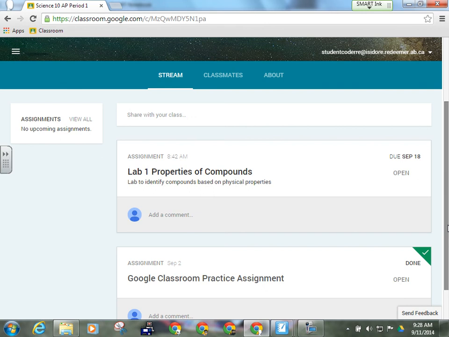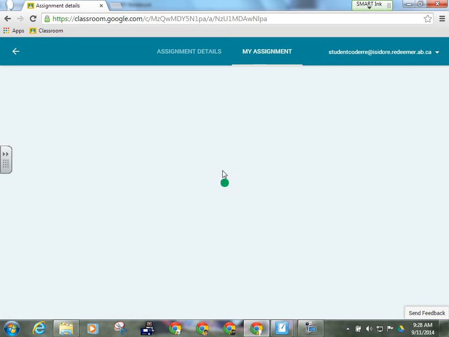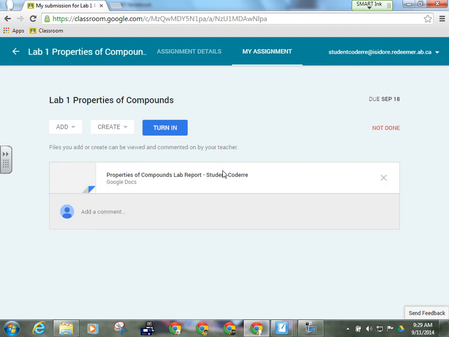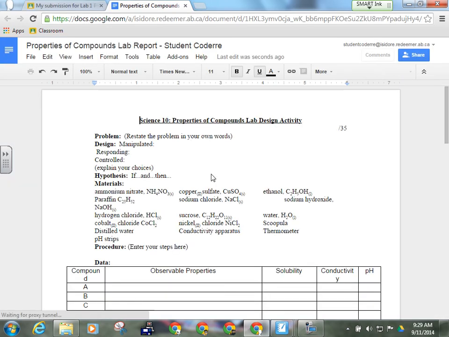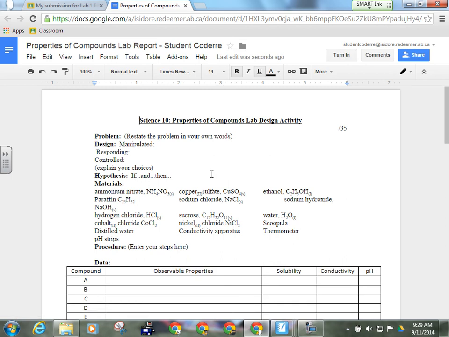The reason I'm making it kind of close to when we're doing the lab is because you're going to have half of it done before you even start the lab. So really, you don't have that much work to do after the lab. If we click on that, it'll open it up, same as always. It'll have your name on it, and then you can open it up, and that's what you're going to be working on here today. You can type in your problem, your variables, your hypothesis, and the big part, your procedure.